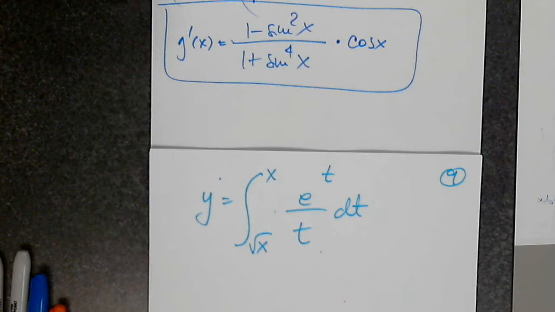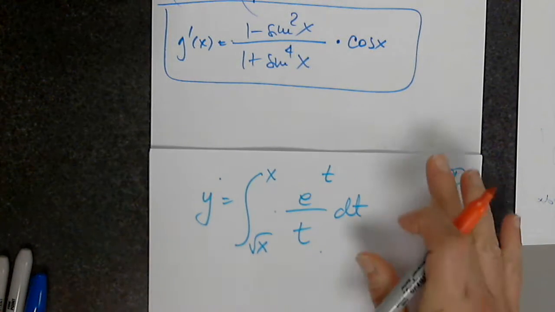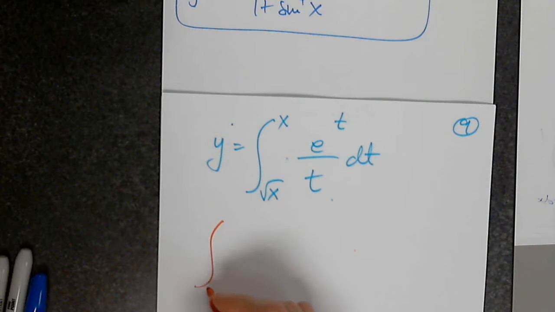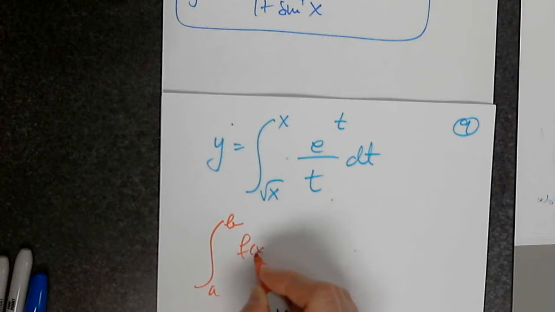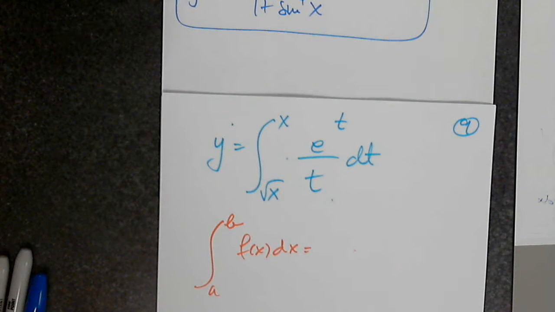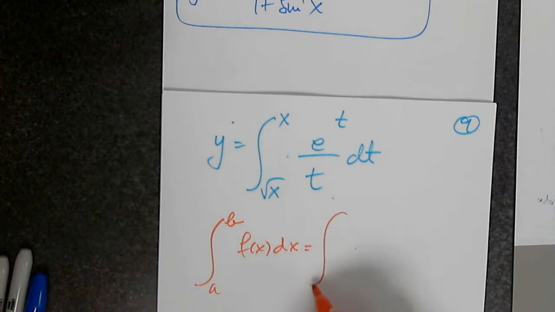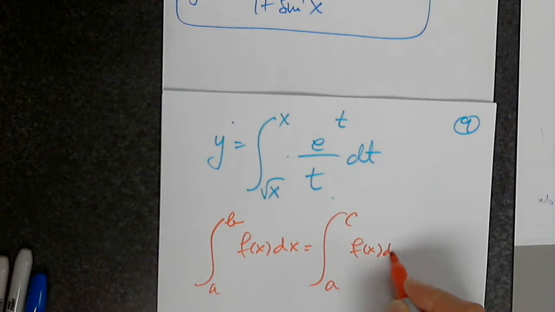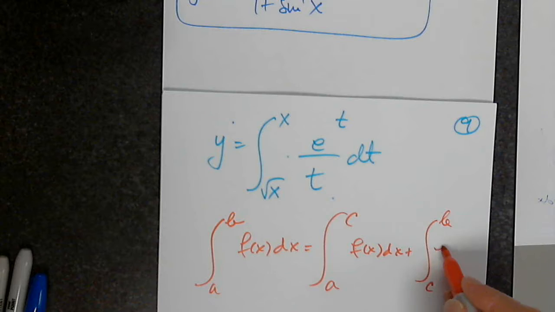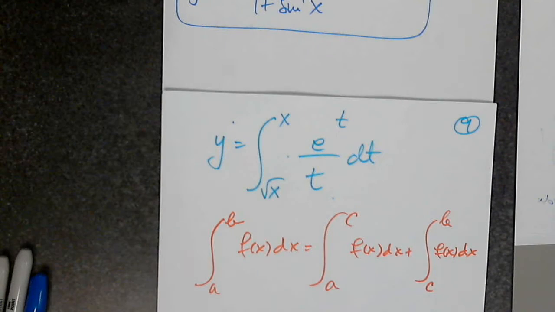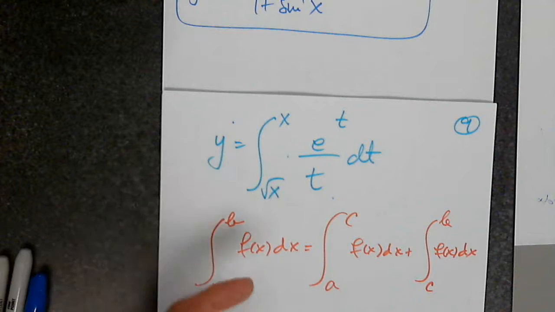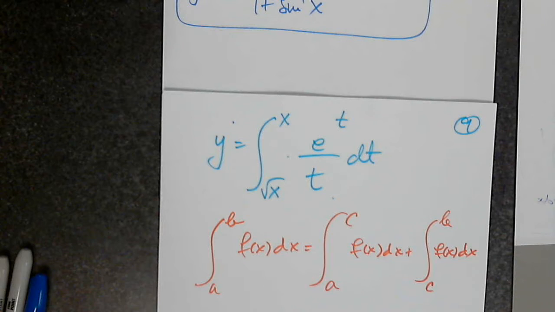But I remember a very important property of the definite integral. Say it again. Okay, so the integral from a to b of f of x dx is the integral from a to c of f of x dx plus the integral from c to b of f of x dx. Do we agree with this? So assuming the function is continuous on the interval a comma b, I can split the integral into two parts.